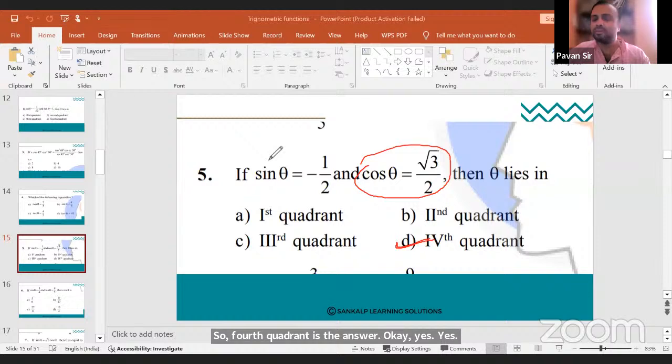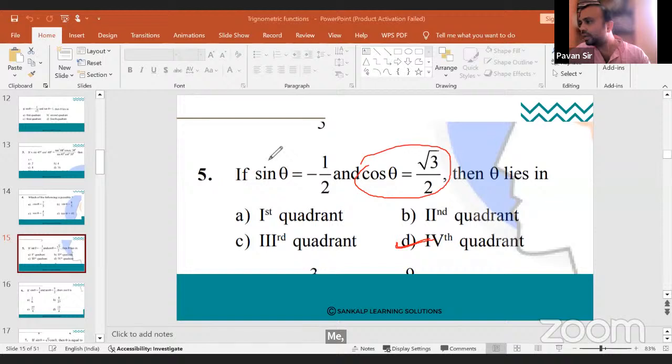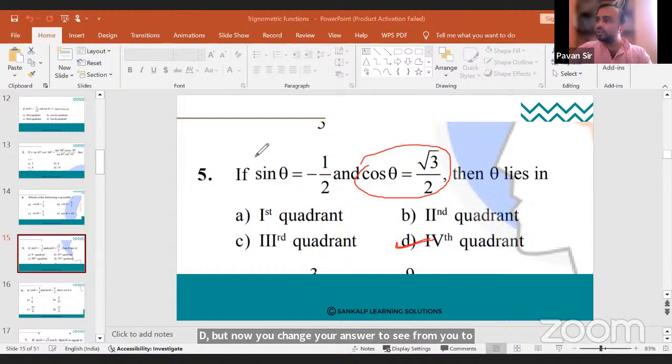Someone has given the wrong answer. Earlier, your answer was correct, D, but now you changed your answer to C. I think it is the wrong answer. Your earlier answer was correct. It is D. Because ASTC, I told you, all silver teacups is a hint for that. C in the sense what? Cos theta is positive in the fourth quadrant. So here option D is the correct option. Yes or no? Okay. Next one.